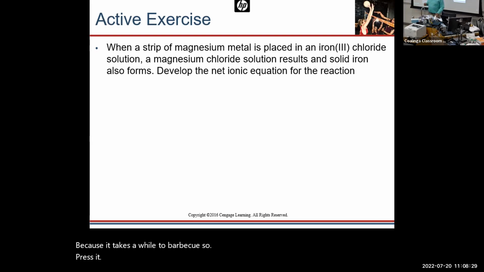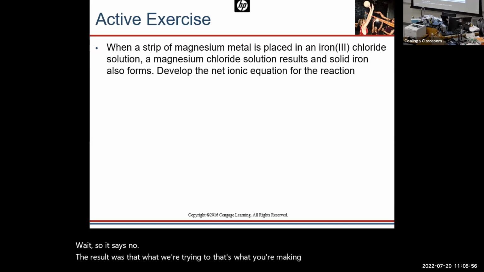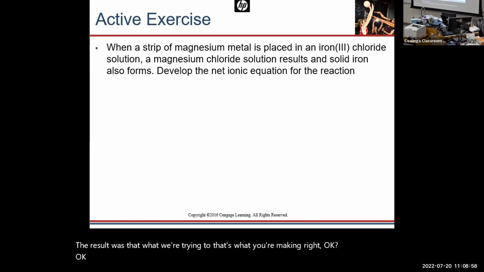Okay, you guys need to do the equation. Ready? My conventional equation says a strip of magnesium metal is placed in a magnesium chloride solution. Is that what we're trying to write out? That's the product, right? Okay, so help me write the equation.